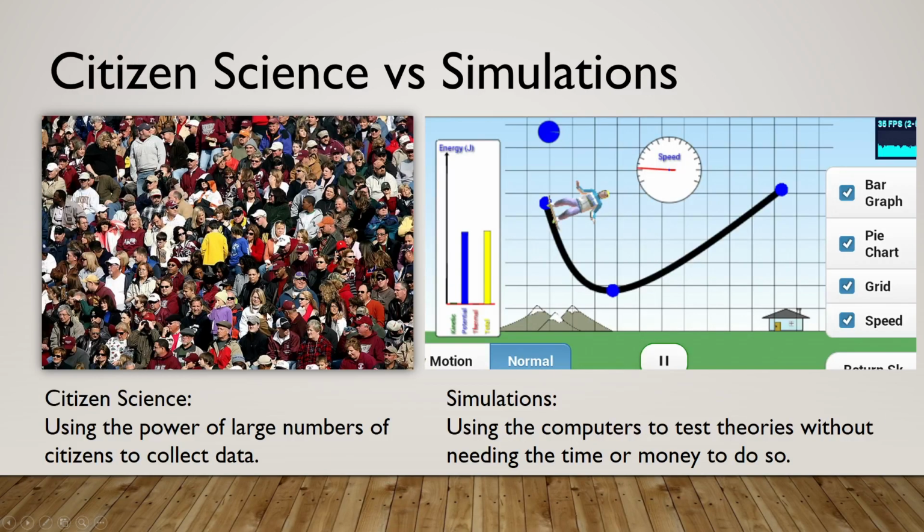Okay, citizen science. Citizen science is a way of using the crowd or lots of people to gather data. It's related to crowdsourcing, where you're getting things from the public and you can collect things on a large scale. Simulations are programs that we can run to test theories out, kind of scientifically. They're not always super accurate, but they're useful because they save us time or money to predict what's going to happen.